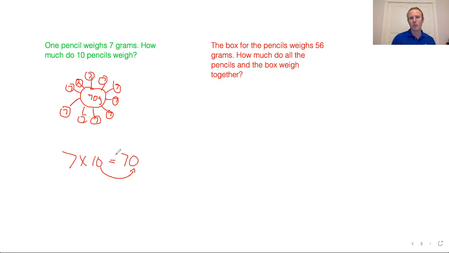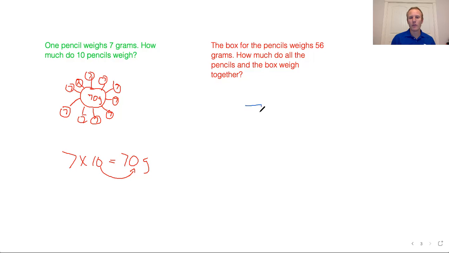The second part here says the box for the pencils weighs 56 grams. How much do all the pencils and the box weigh together? So this 70 grams, whoops, I should have put grams there, is just the pencils. Now we're adding the box to it. Now think back to the middle of this module when I was weighing things for you. I was showing you on a scale, and we did something just like this. We weighed boxes and we weighed, I think it was markers, and we could add them together and get the total weight. So that's exactly what we're doing here.